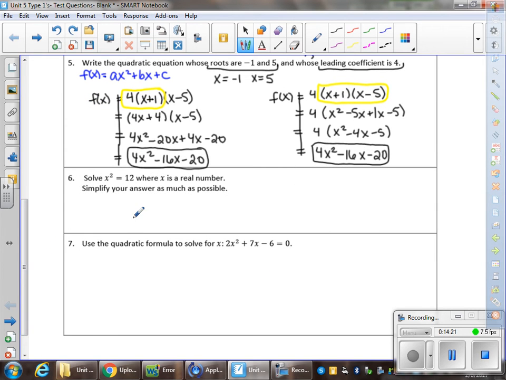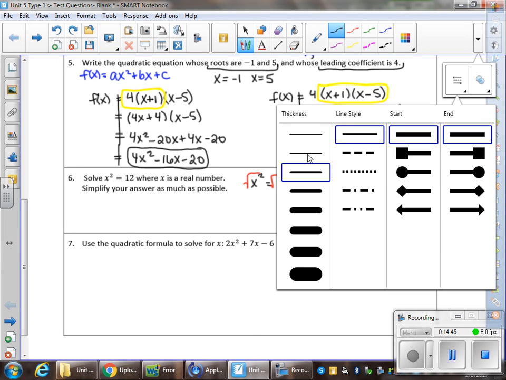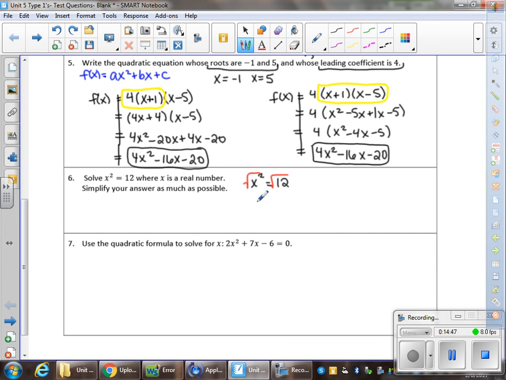Number 6, solve x squared equals 12, where x is a real number. So hopefully you remember from Algebra 2 that the inverse operation of squaring is taking the square root. So we're going to take the square root of both sides, leaving me with x equals the square root of 12. But that can be simplified.